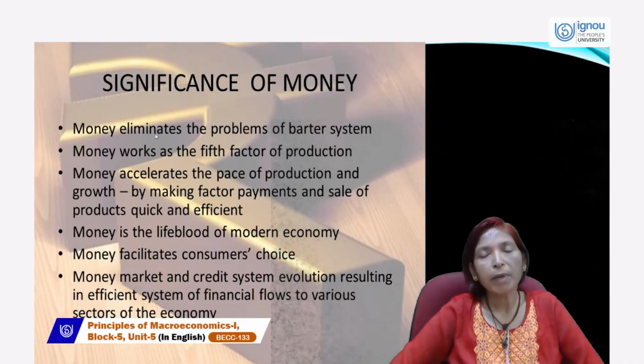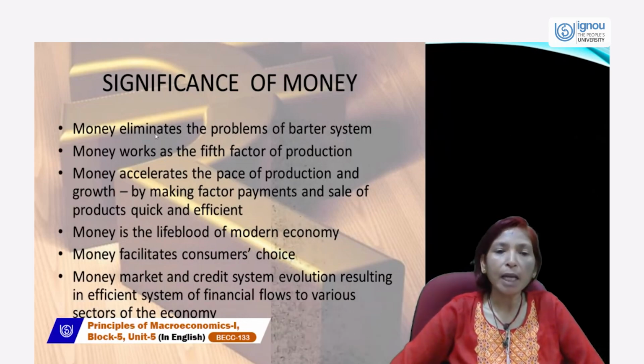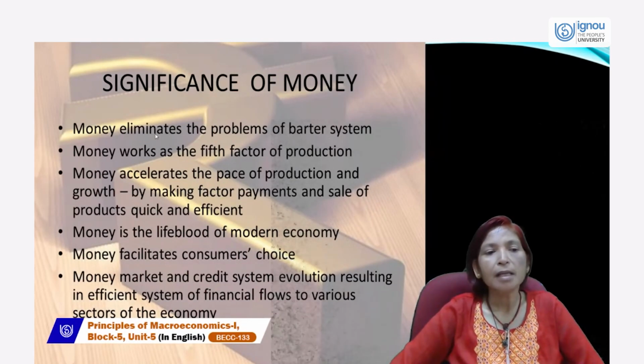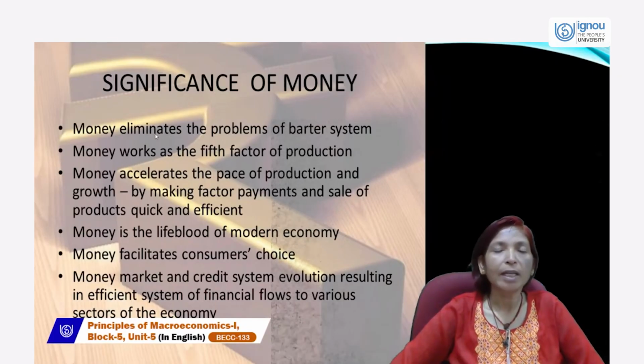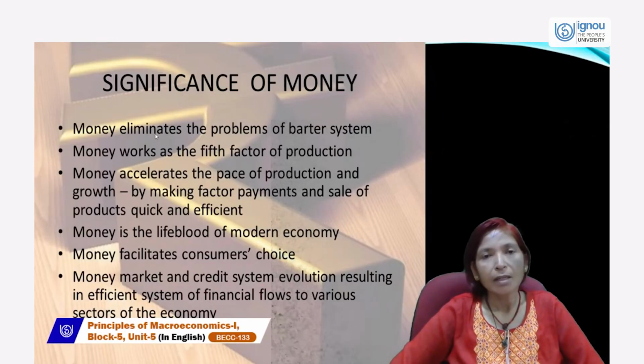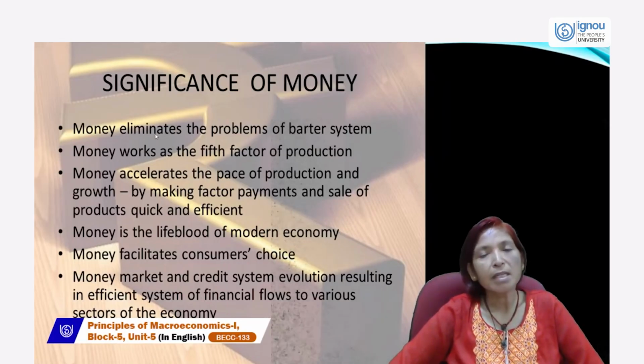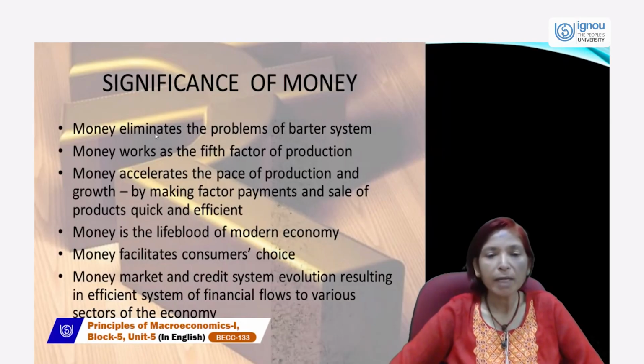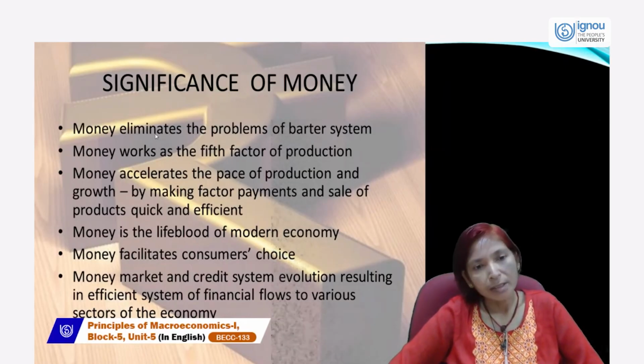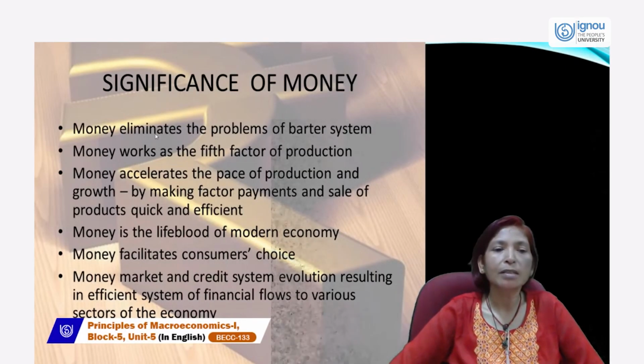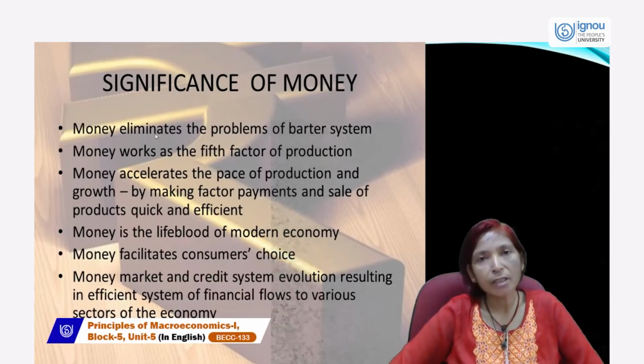Money accelerates the pace of production and growth by making factor payments and sale of products an easy and efficient way. Money can increase the pace of production and growth. Money can be easily used for payments of factors of production, and the sale of product is very quick and efficient only with the help of money.